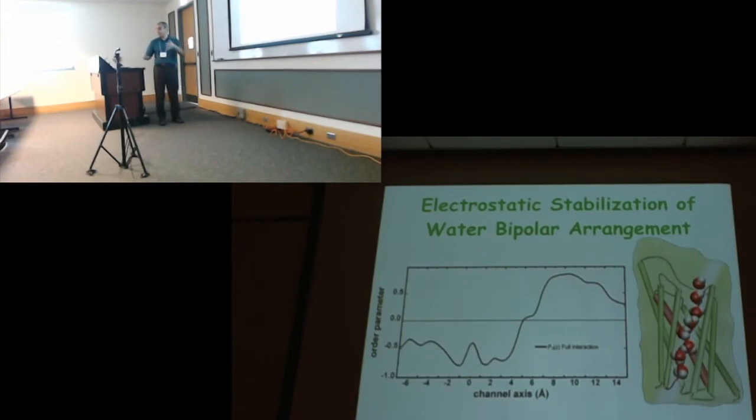So let's mutate something. That's what experimentalists do, right? They don't say, okay, I think this residue is important for the function. They mutate it and show the function is gone, and then you believe them. So let's do the same thing computationally. Let's find out what is responsible for this bipolar configuration. So we had a couple of suspects, these two half helices, and a couple of residues in the middle. So we started playing with them.